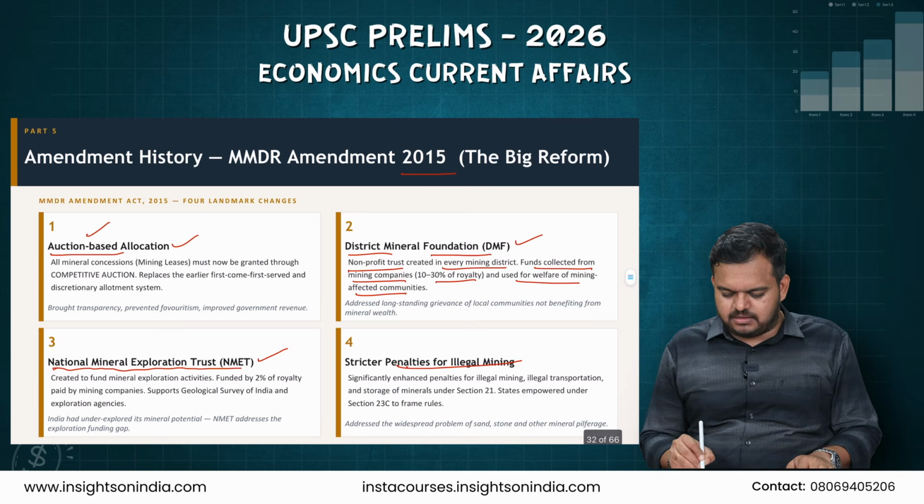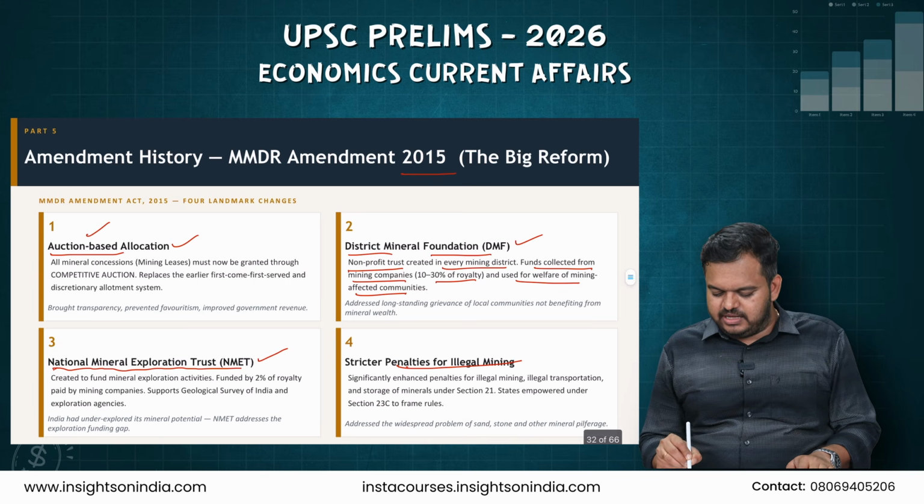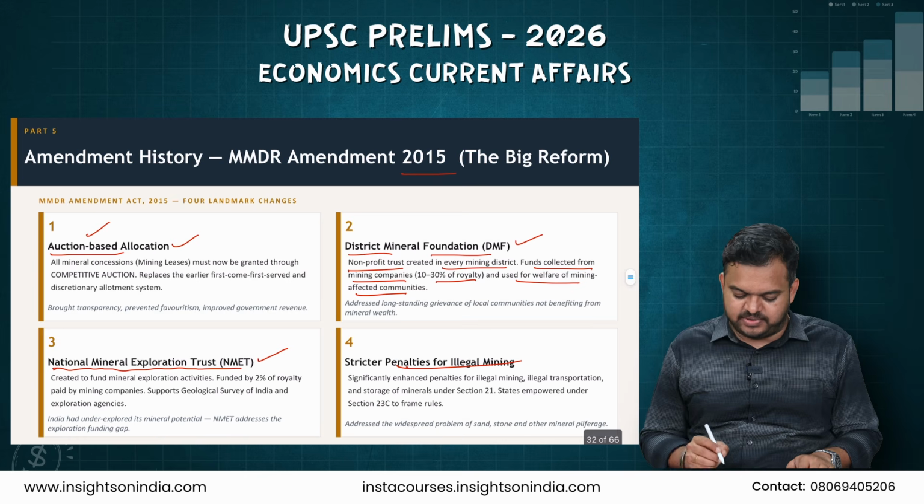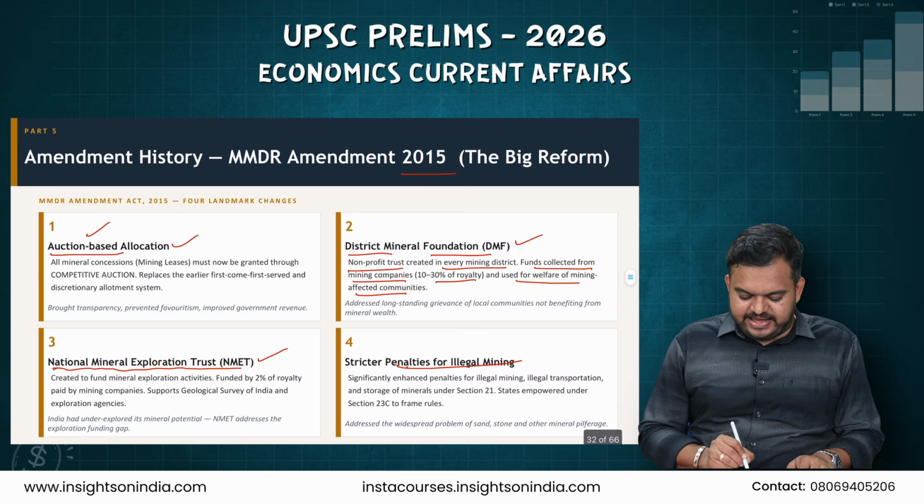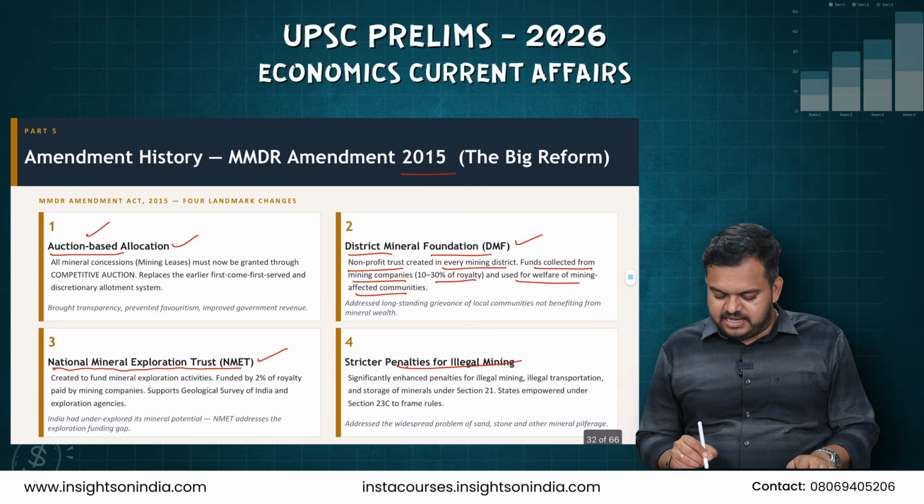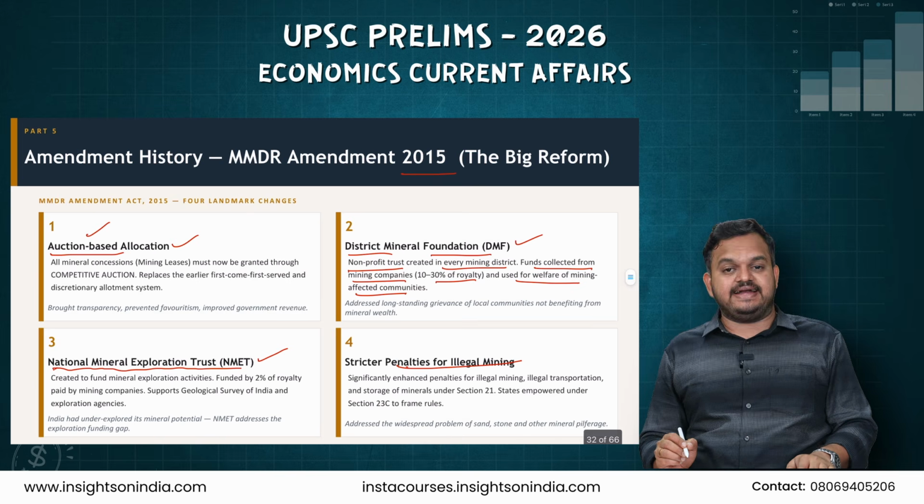Secondly, the District Mineral Foundation has been established. It is a non-profit foundation created in every mining district. Funds collected from mining companies are used for the welfare of mining affected communities. I will talk about District Mineral Foundation a bit later. And the National Mineral Exploration Trust has been set up. I will talk about this as well. And there are stricter penalties for illegal mining. So questions can come on what is DMF and what is NMET.